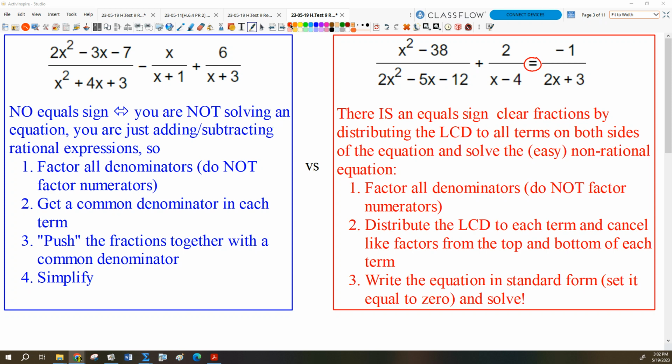Okay, now that's different than what we do when we're solving rational equations. Here, our goal is to clear fractions so we can get a simpler equation to solve, right? Well, how do we clear fractions?